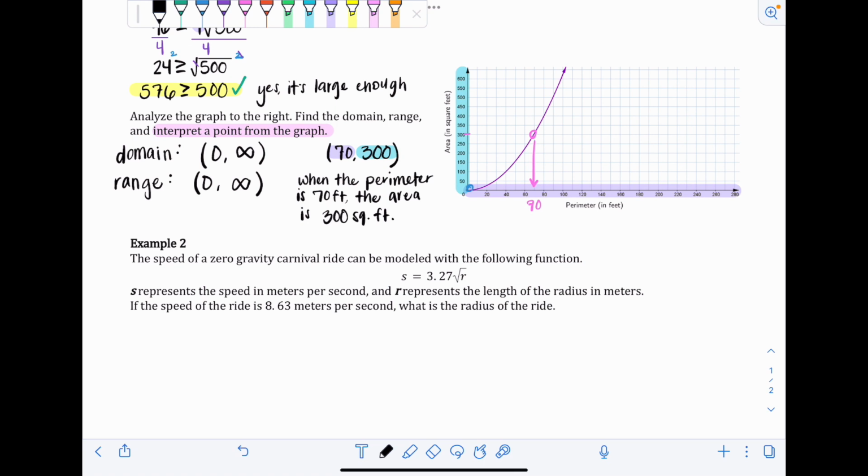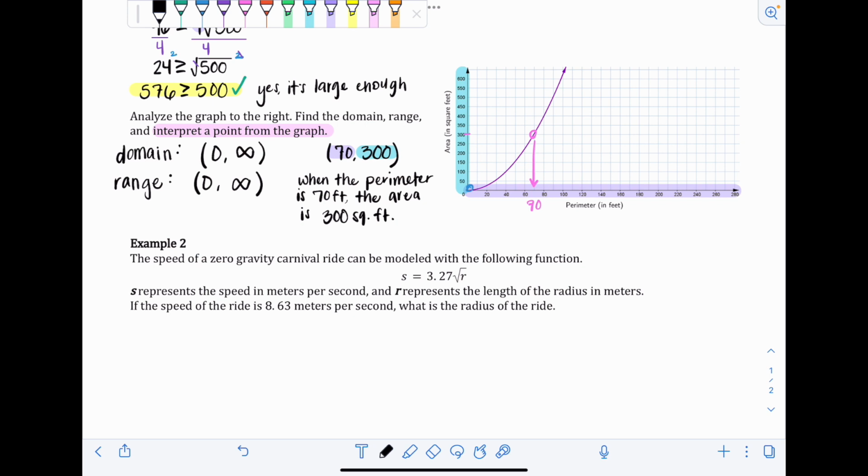Example 2, the speed of a zero gravity carnival ride can be modeled with the following function: s equals 3.27 times the square root of r. s represents the speed in meters per second, r represents the length of the radius in meters. If the speed of the ride is 8.63 meters per second, what is the radius of the ride?